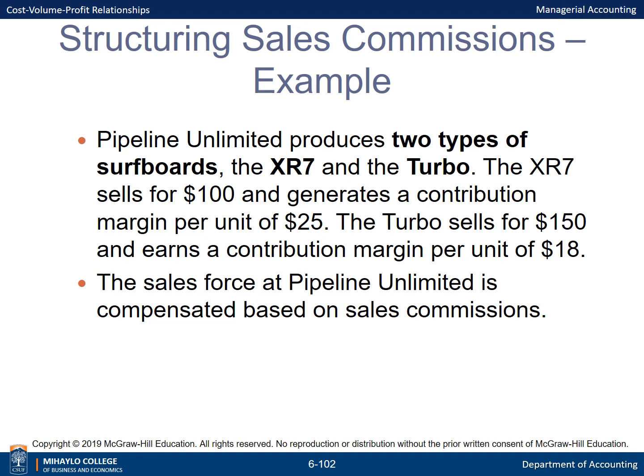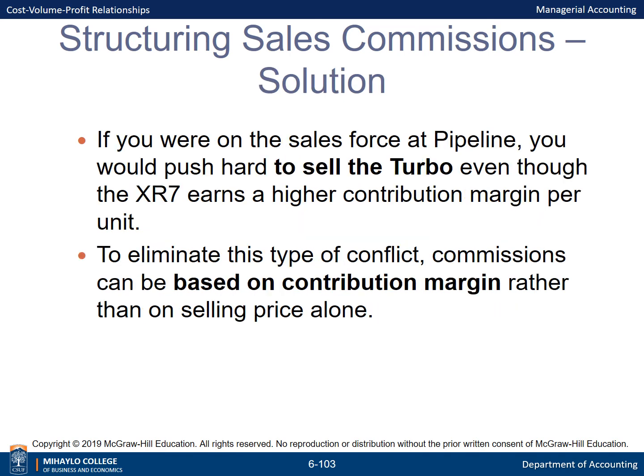The sales force at Pipeline is compensated based on sales commissions. If you were on the sales force at Pipeline, you would push hard to sell the Turbo, even though the XR7 earns a higher contribution margin per unit. To eliminate this type of conflict, commissions can be based on contribution margin rather than selling price alone.